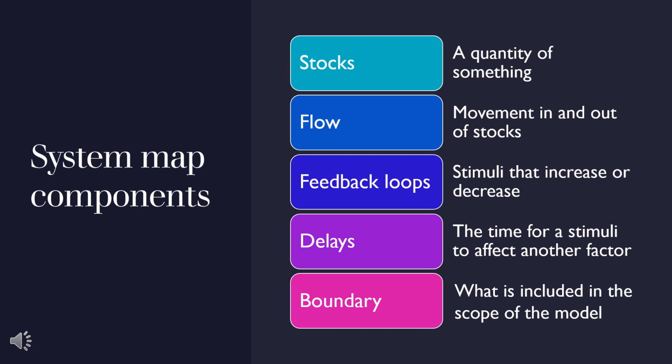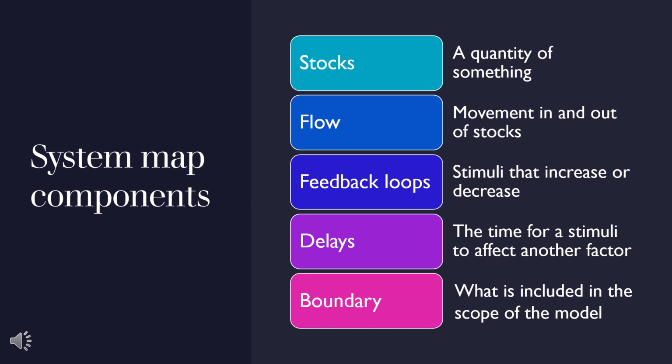A flow is the movement in and out of the stocks. And so these are some of those dynamics that we're trying to capture: how do people or objects or items move from one category, one stock, to another stock. Feedback loops is something that we've been talking about a lot. And so these are the stimuli that can increase or decrease. These are, rather than being linear, the factors that feed back and can influence each other.